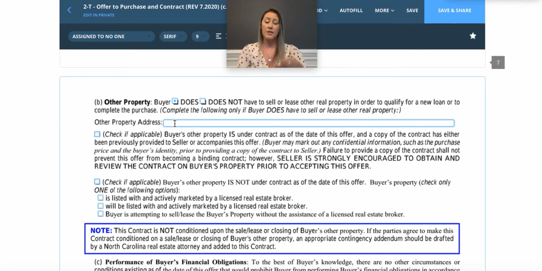So the other property that our clients have to sell is at 234 Steel Drive in Raleigh.